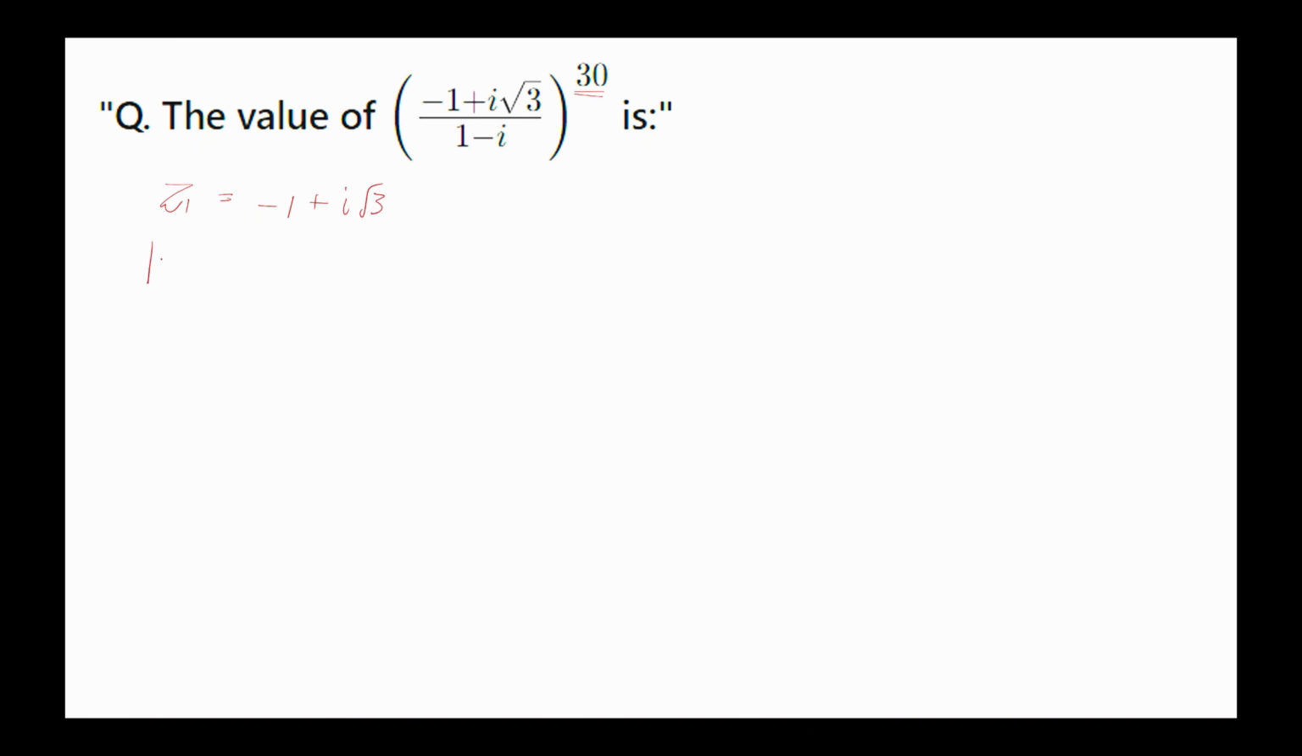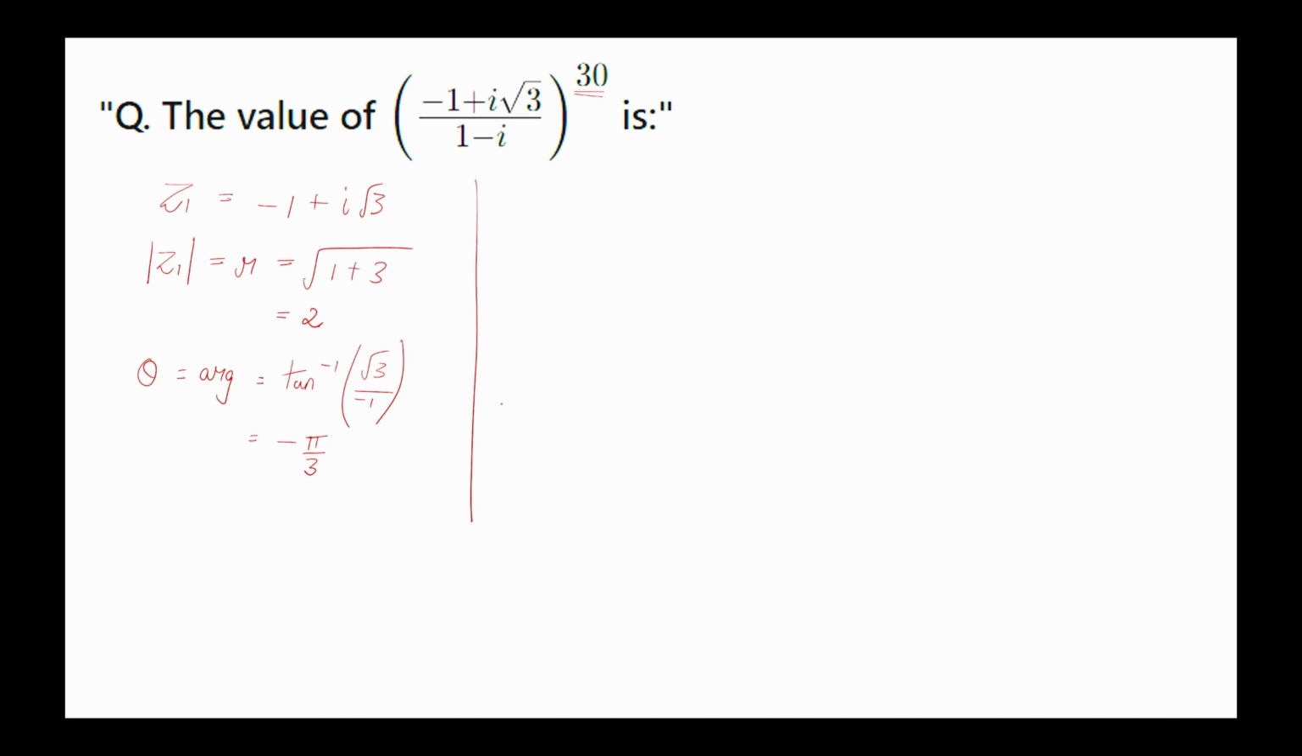So first, what is my task here? I'll find out my modulus of z1, which would be equal to my r. So this would be root of 1 plus 3, which makes it 2. Then I'll find out my theta, which is my argument. So my theta would be tan inverse of imaginary part by real part, so minus root 3. So what would my principal argument become here? This would become minus pi by 3, since my argument should lie from minus pi to plus pi, right? So it would be minus pi by 3.